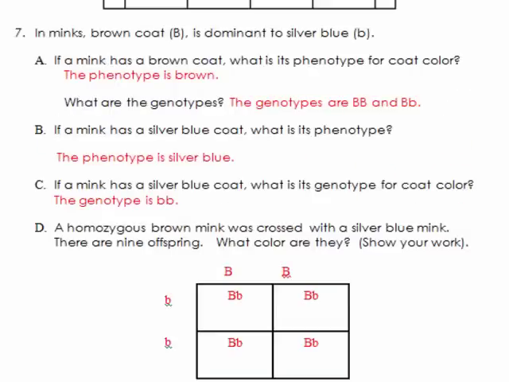Number 7. In minks, brown coat B is dominant to silver coat. If a mink has a brown coat, what is its phenotype for coat color? The phenotype is brown. What are the genotypes? The genotypes will be big B, big B and big B, little b.